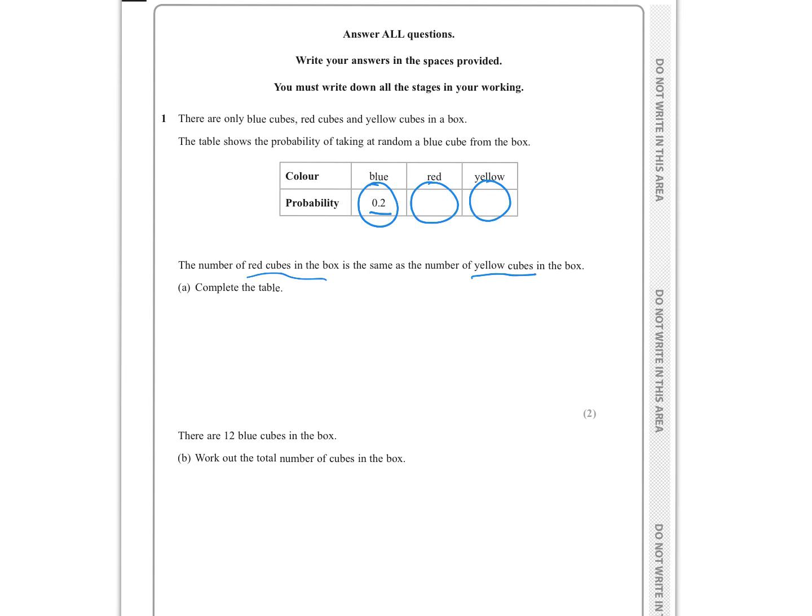And as we already have 0.2, if we do 1 take away 0.2, we're going to get 0.8, and that must be shared equally between red and yellow. So that would give us 0.4 in each case.